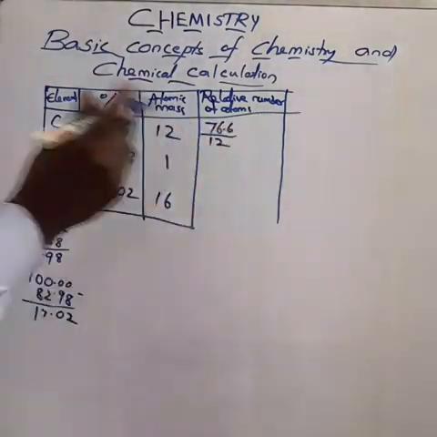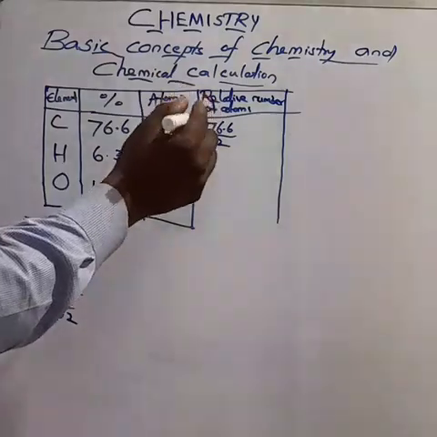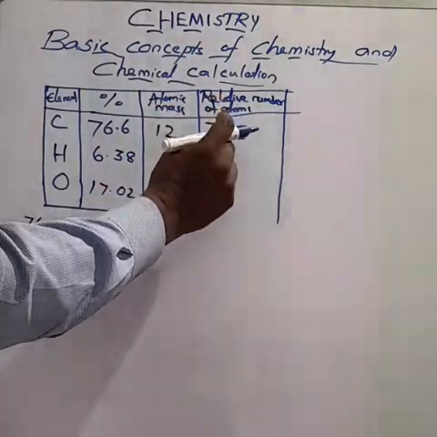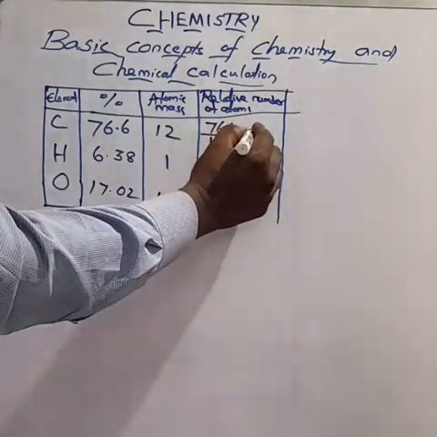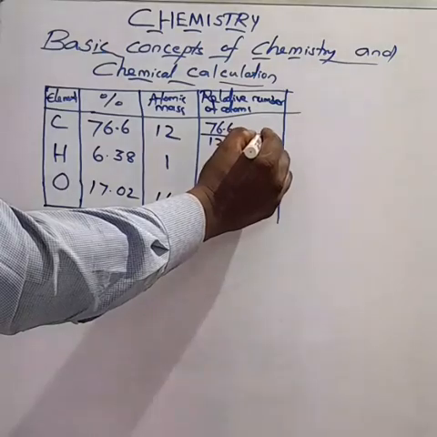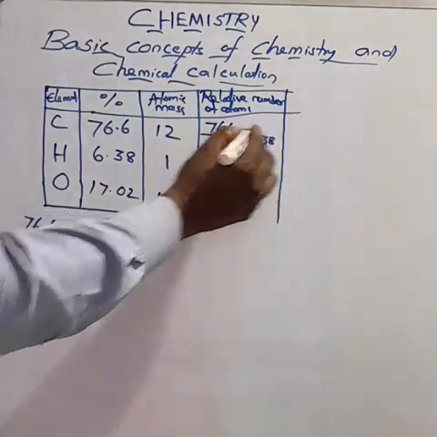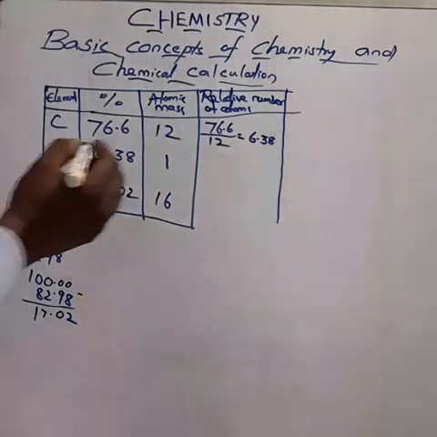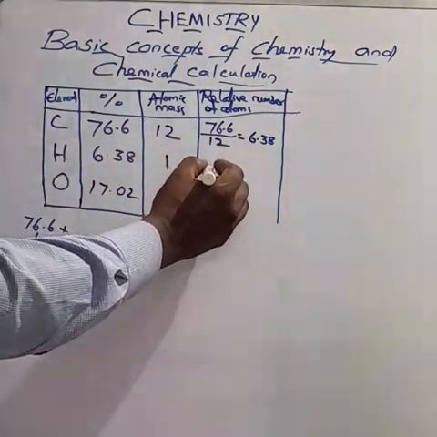12. So 76.6 divided by 12. Just we are dividing. Please divide and say the answer. Approximately that is equal to 6.38. Like that, hydrogen relative number of atoms.